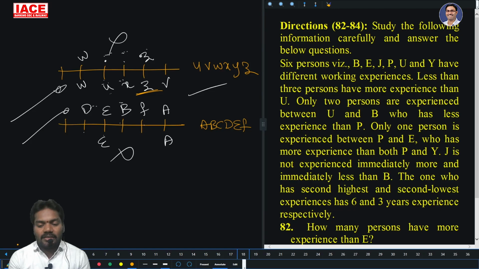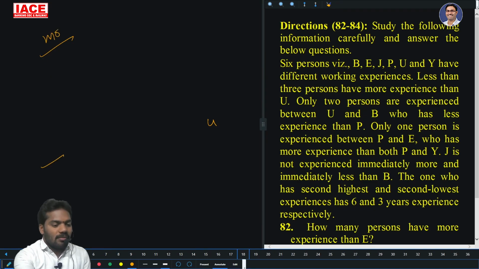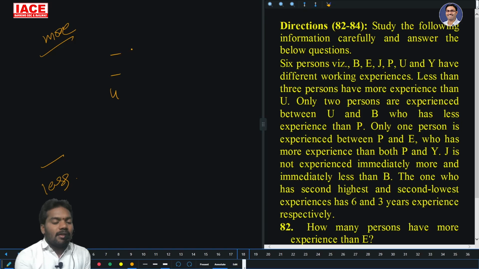6 persons have different working experience. Less than 3 persons have more experience than you. Less than 3 persons. Only 2 persons are experienced between U and B. Who has less experience than P? Less than 3: take it as more, take it as less. Okay? Less than 3 persons have more experience than you. More than you, less than 3 means take it as 2, right?